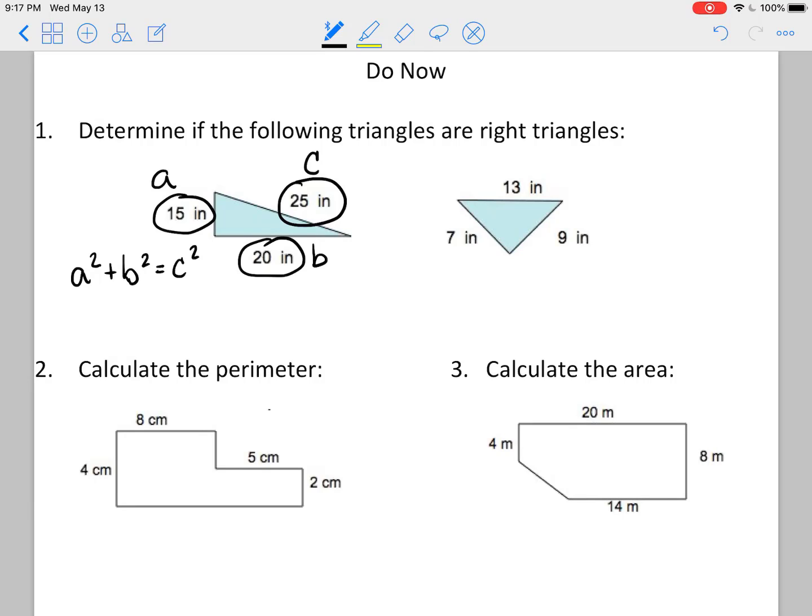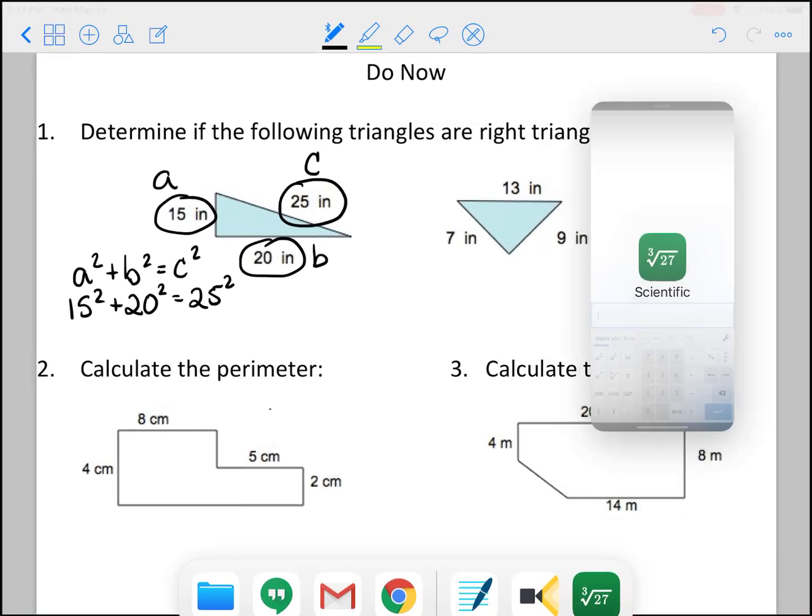Now, even though this appears to be a right triangle, we can't assume. We still want to use the Pythagorean theorem, because that could be an 89-degree angle or a 91-degree angle, and then it's not a right triangle. So I'm going to substitute in 15 for A, 20 for B, and 25 for C.